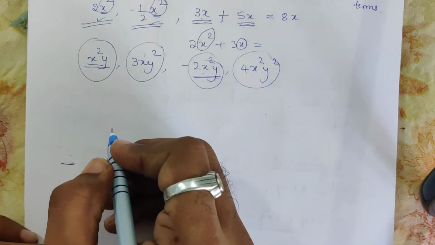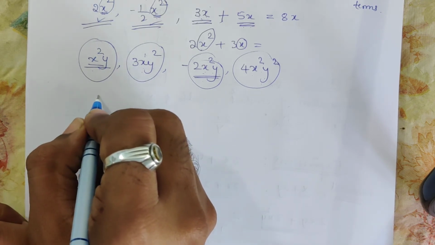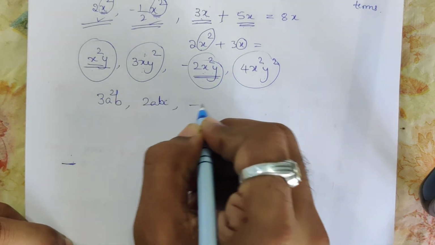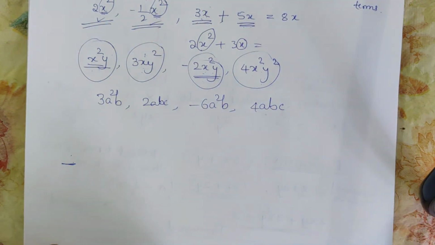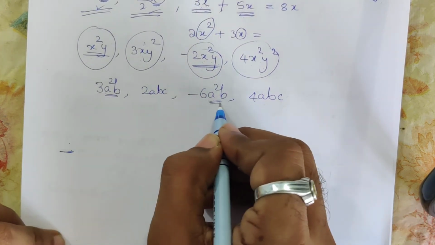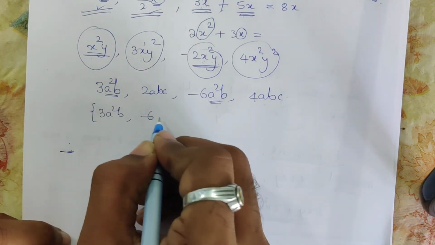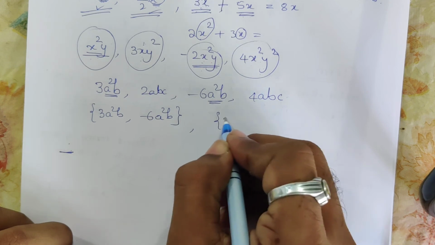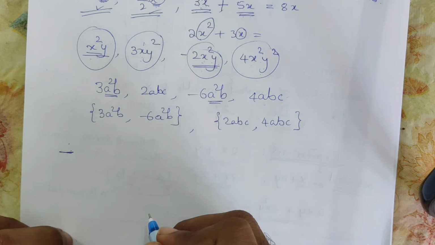Maybe I'll give you one more example where you can separate the groups. 3a square b, 2abc, minus 6a square b, 4abc. In this example you can see a square b is similar, so 3a square b and minus 6a square b is one set of like terms. Another one, 2abc and 4abc, is another set of like terms.